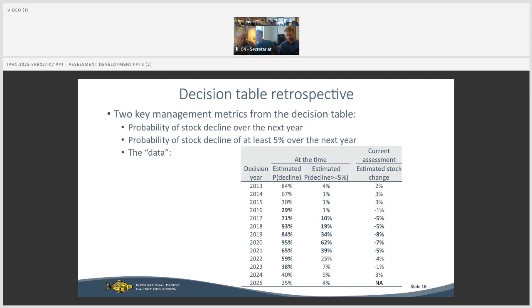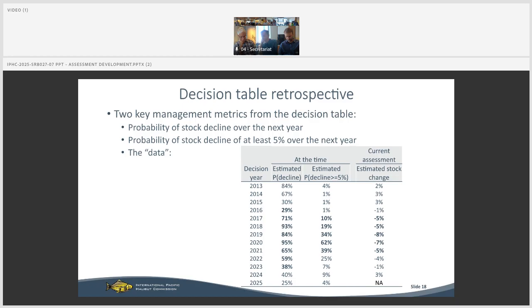So, to show you the data first, the 2 key management metrics. I chose 2 because one, I could recreate these in all the decision tables all the way back to 2013. And 2, these seem to have been the main focus of the commission in the last few years when they're making decisions. What they really want to know is, what's the chance the stock's going to go down? And if it's going to go down, what's the chance it's going to go down by at least 5%? So that's maybe a meaningful change. And so these are the data here.